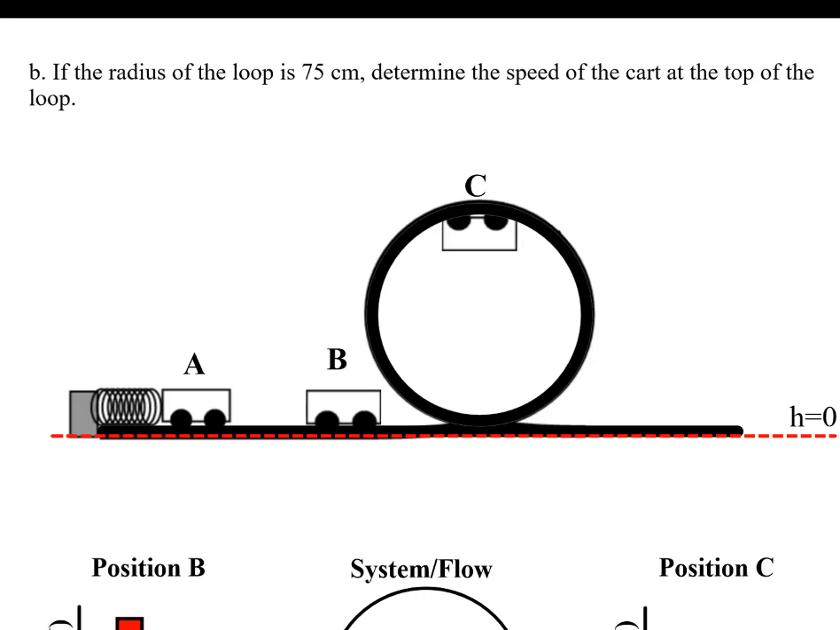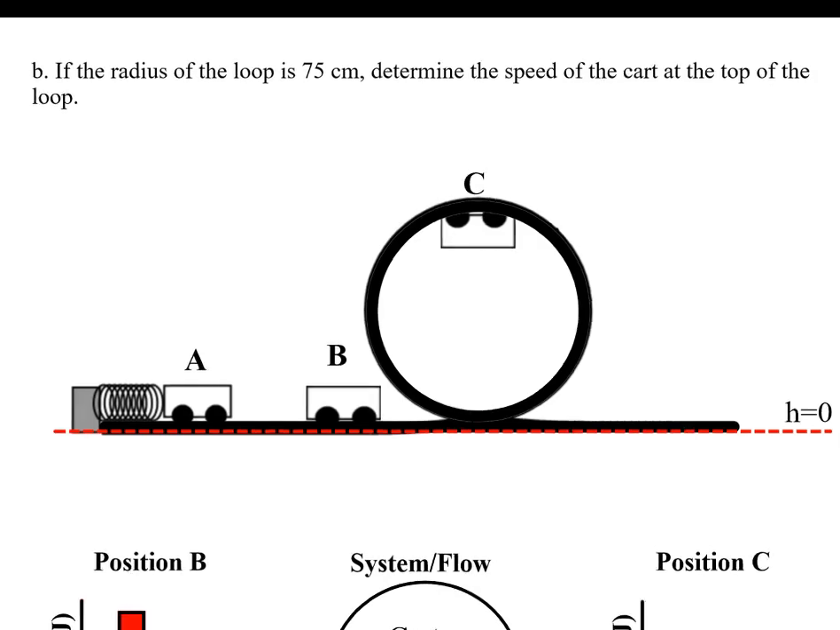In part B of this problem, they want us to determine the speed of the cart at the top of the loop. So they give me the radius of the loop is 75 centimeters, and they want to know how fast it's going. So my position B diagram hasn't changed.